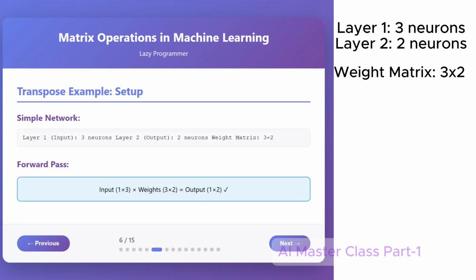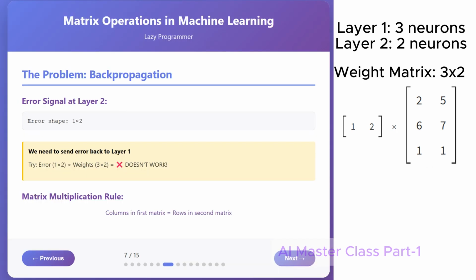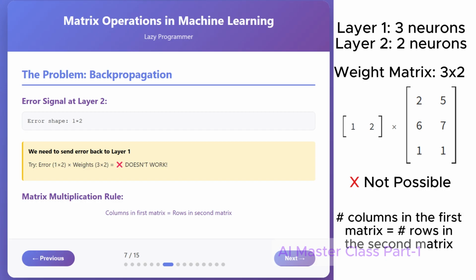Now, when an error signal is calculated at layer 2, it has a shape of 1x2 to match the output. And during backpropagation, to send the error back to layer 1, we need to multiply it with the weights. But we need the dimensions to align for the matrix multiplication. If we try to multiply the error matrix of size 1x2 by the original weight matrix, which is 3x2, it will not work because this is not how matrix multiplication works. For two matrices to be multiplied, the number of columns of the first matrix must be equal to the number of rows of the second matrix.